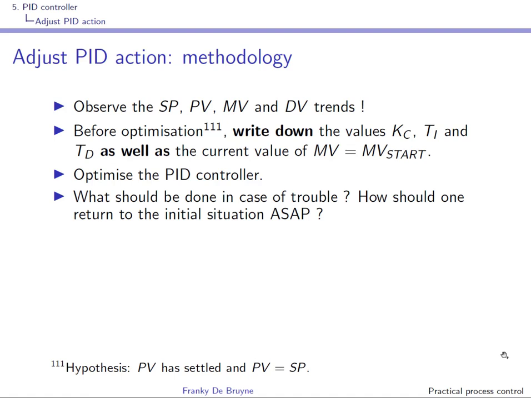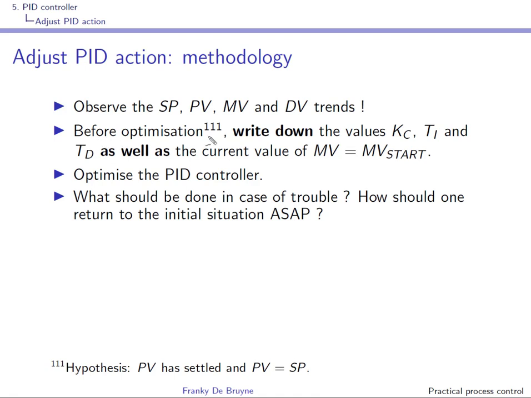Well, everything starts with a good organization when you start the optimization. As I've said before, you should look at all curves, right? Set point, PV, MV, and also the disturbances. So prepare these trends. You're going to start probably from a between quote normal production situation where PV is on set point or close to set point.